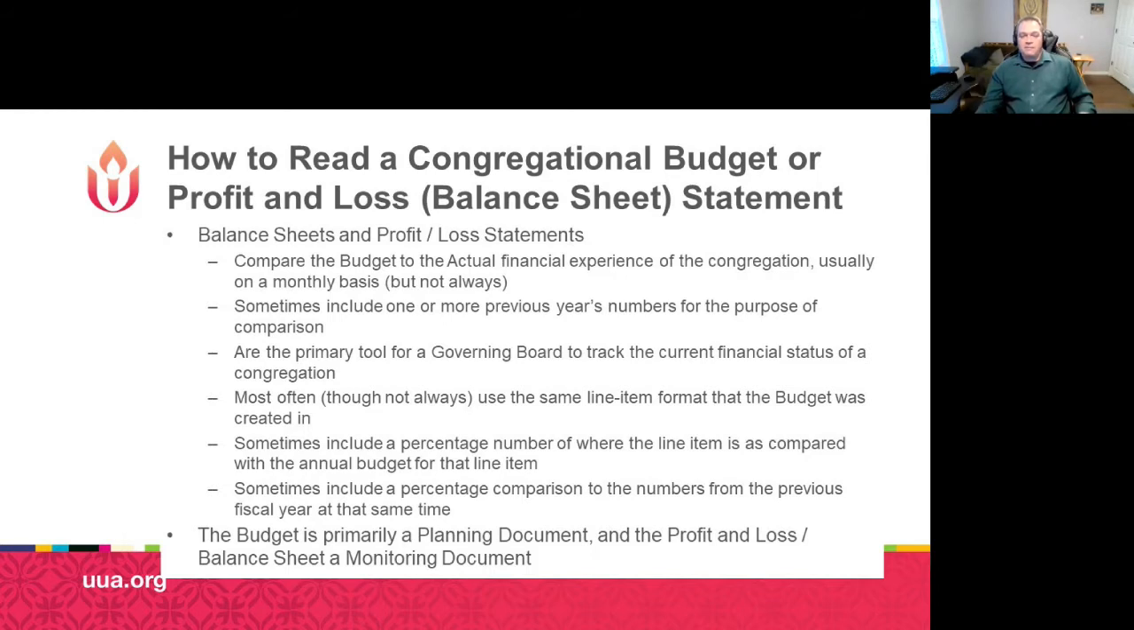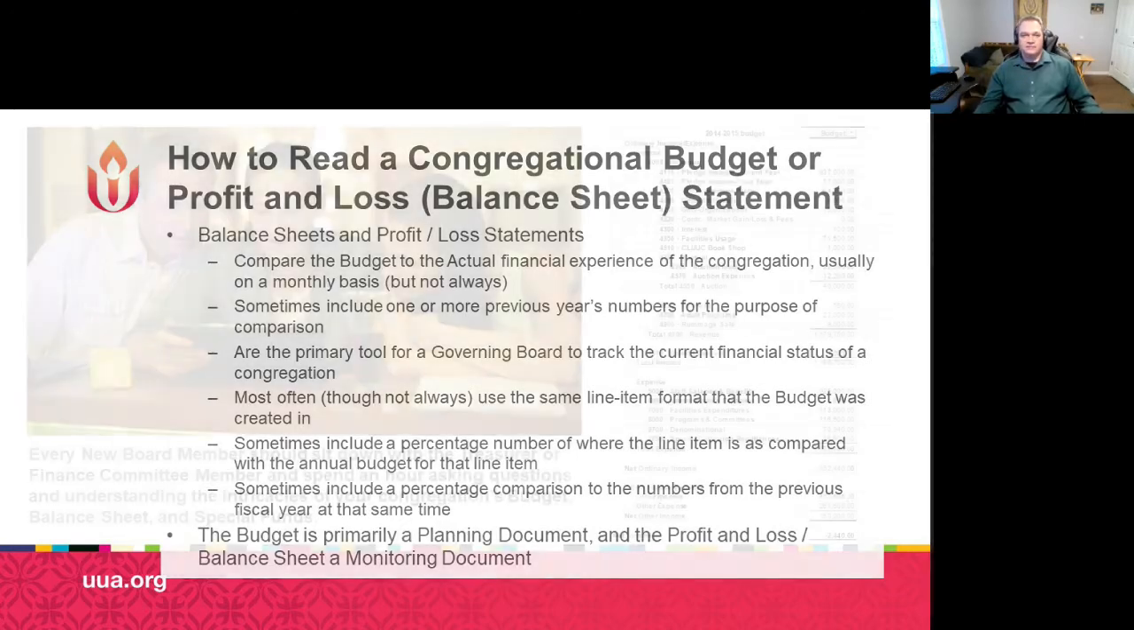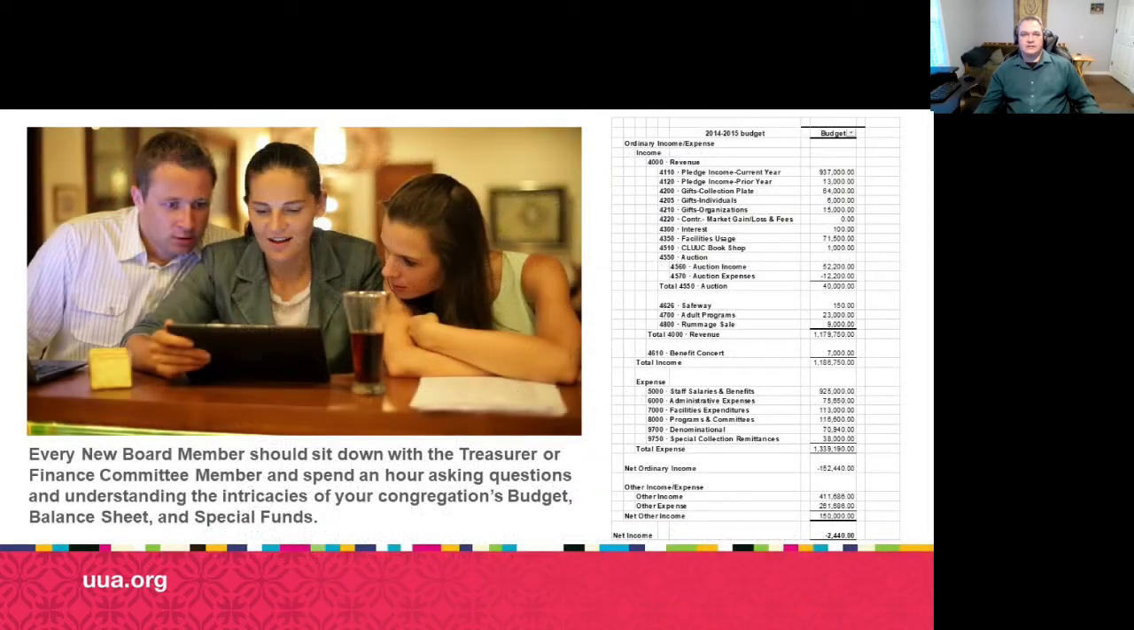The budget is primarily a planning document, and the profit and loss and balance sheet are primarily monitoring documents, if that makes sense. One is for planning, one is for monitoring the actual financial status of the congregation. So I make this case.